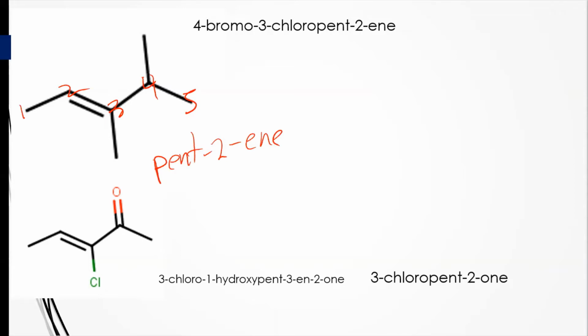Looking at our next option, then we have to name these 2 groupings here. Those are both methyls. And looking at the carbons that they're attached to, that should be 3 and 4. And then we can have dimethyl.